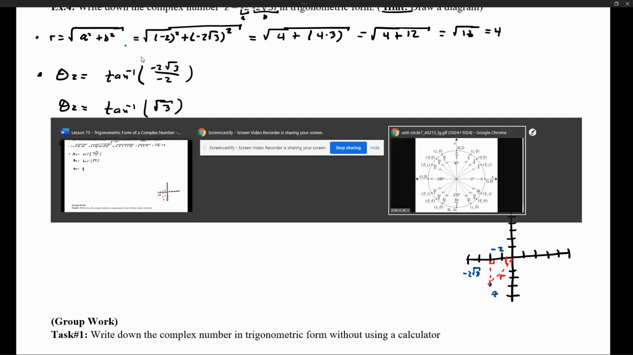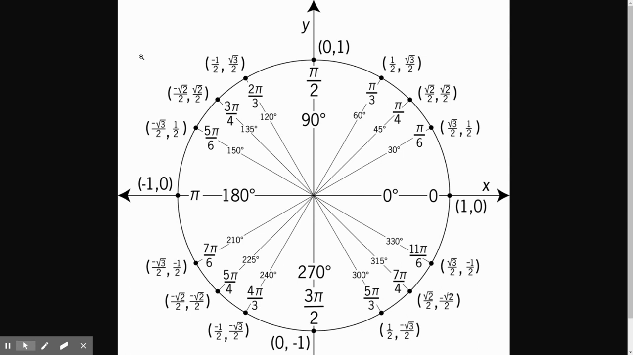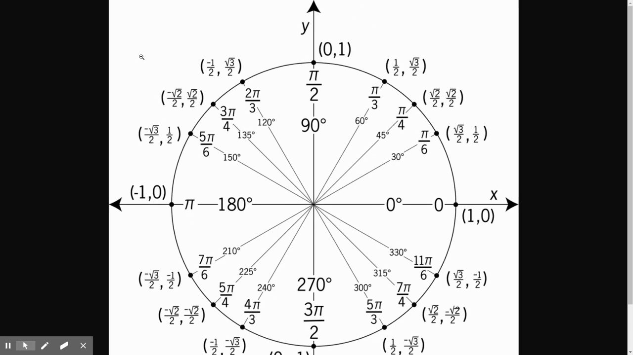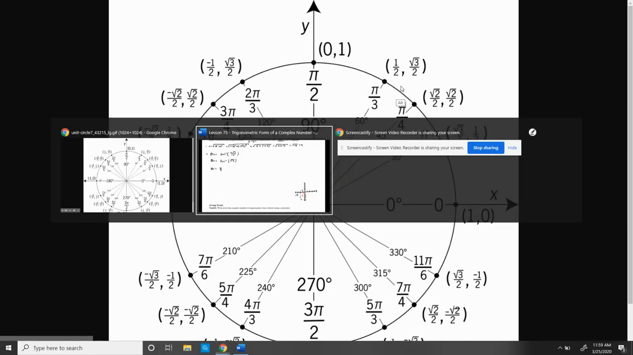But let's see, why is it pi over 3? Well, it is pi over 3 because if we take a look at our unit circle, tangent is being defined as sine over cosine. So if we do square root of 3 over 2 divided by 1/2, you will get an output of square root of 3, which is exactly what we wanted to look at. So I know that the tangent of pi over 3 is equivalent to square root of 3.